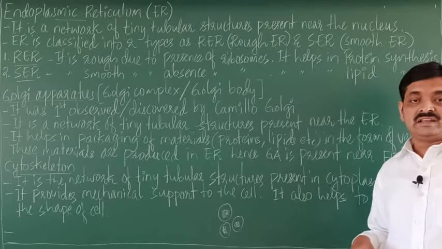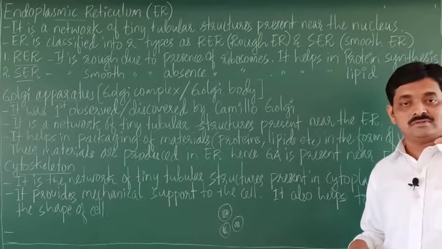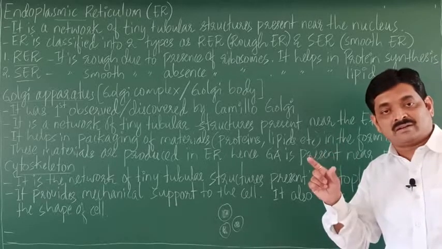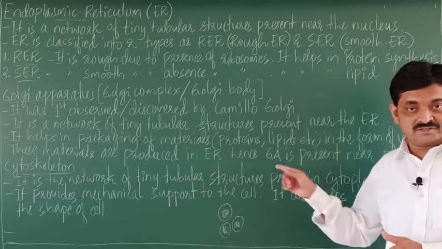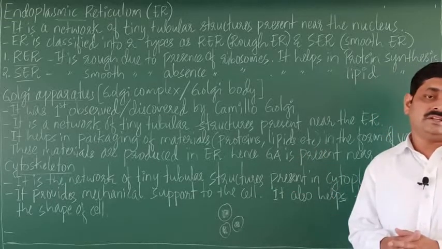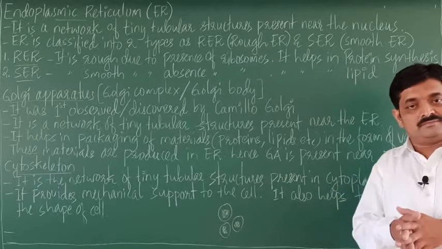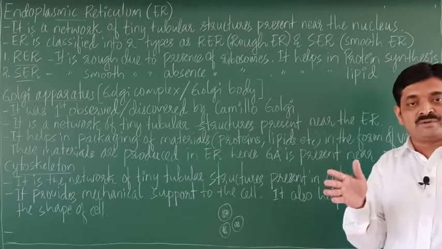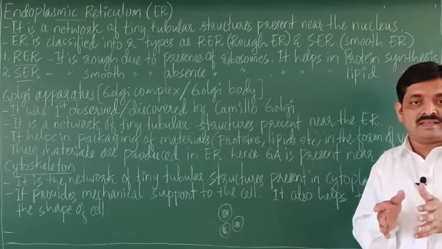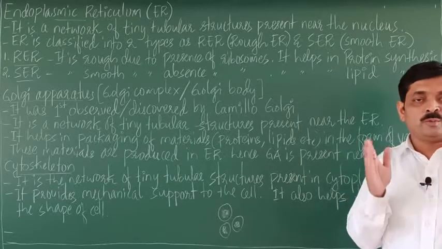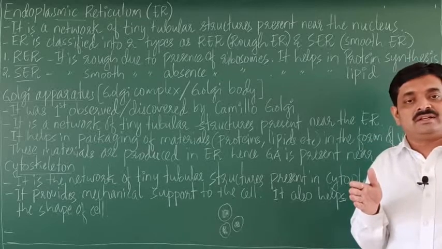So that is about the function of the Golgi apparatus. So understood the reason now? Endoplasmic reticulum and Golgi apparatus are present near each other. This is the main reason. Both work together. They are just like friends. They always remain together.